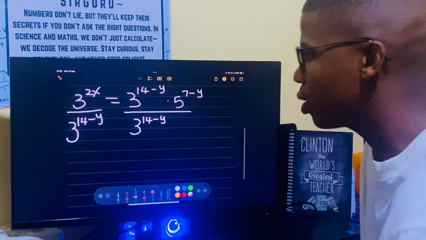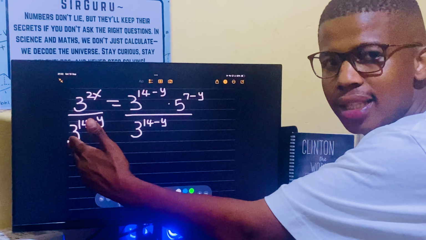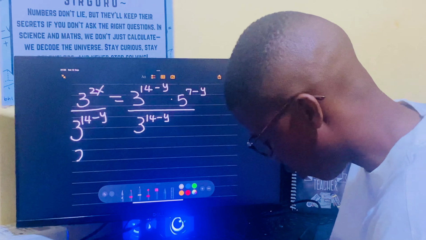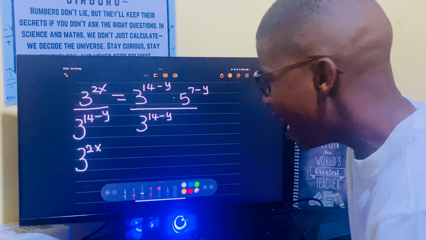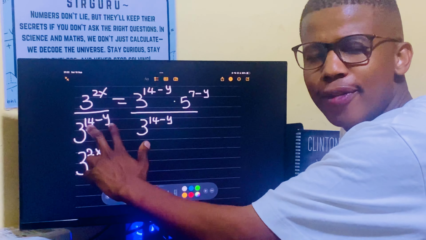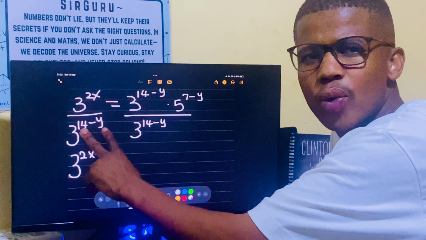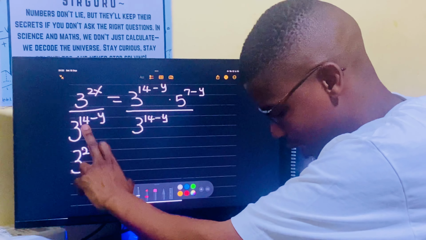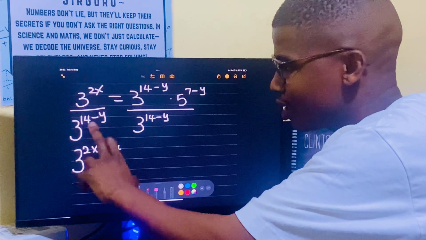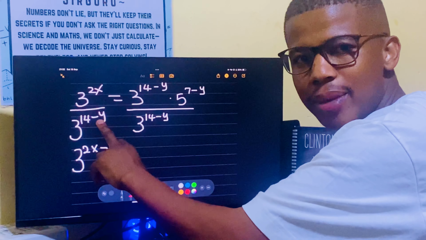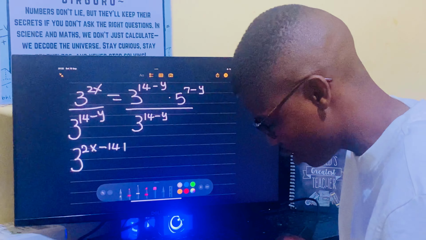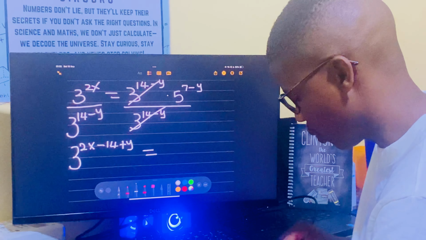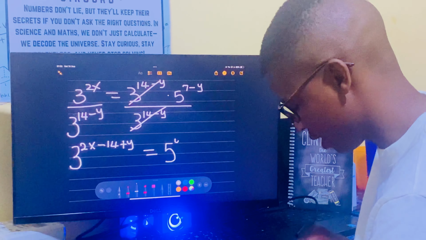And then according to laws of exponents, if you are dividing by the same base, you have to subtract the exponents. So the top one stays the same. Any exponential term from the bottom must switch signs because we are subtracting. This was plus 14; when it comes to the top, it becomes minus 14. This one was minus y; when it comes to the top, it becomes plus y. This cancels that. Then we have 5 to the power 7 minus y.